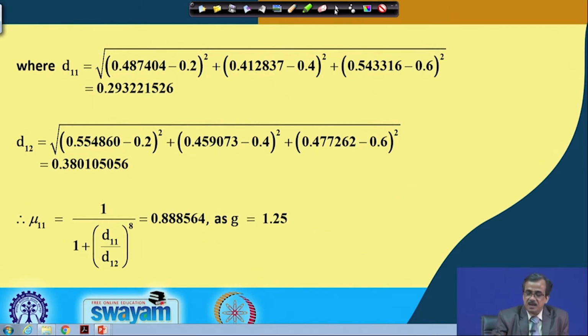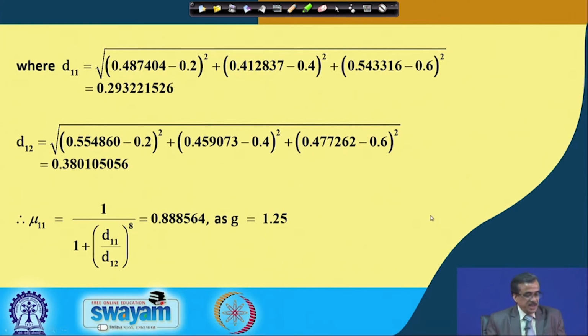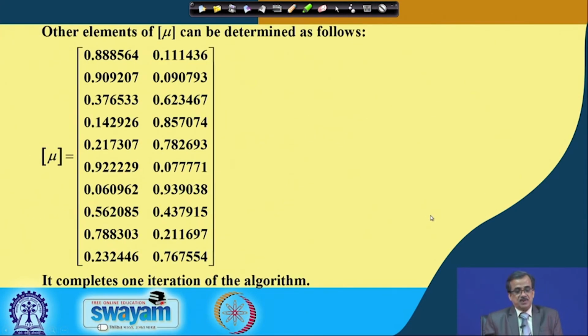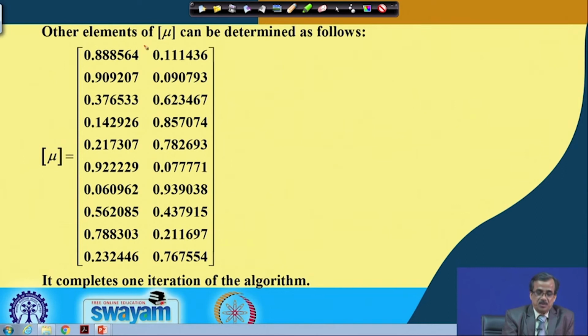Now, following the same procedure, I can also find out the other values, and if you calculate, you will be getting... this one I have already calculated, 0.888564, just now I calculated. Similarly, the other membership values also you can calculate. So, these are all updated values.